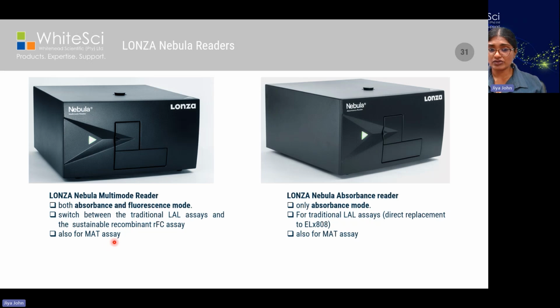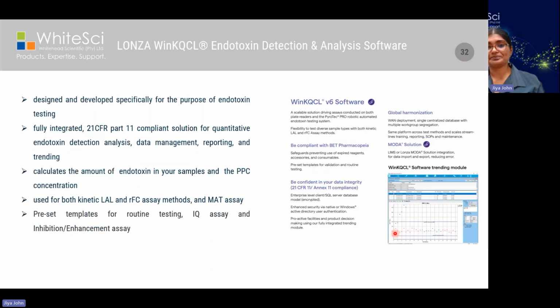This reader can also be used for the MAT assay. And then for labs that just want to stick fully to the absorbance kits, they can look at the Nebula absorbance reader as a direct replacement to the ELX 808 to conduct the traditional lab assays.